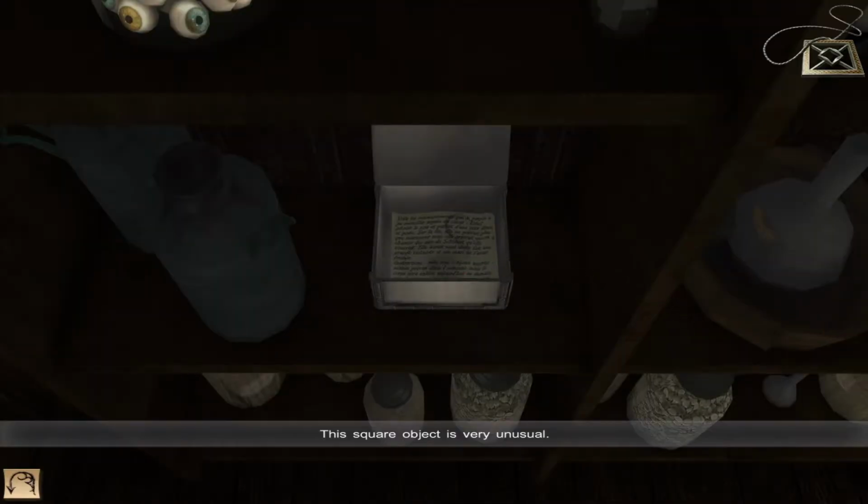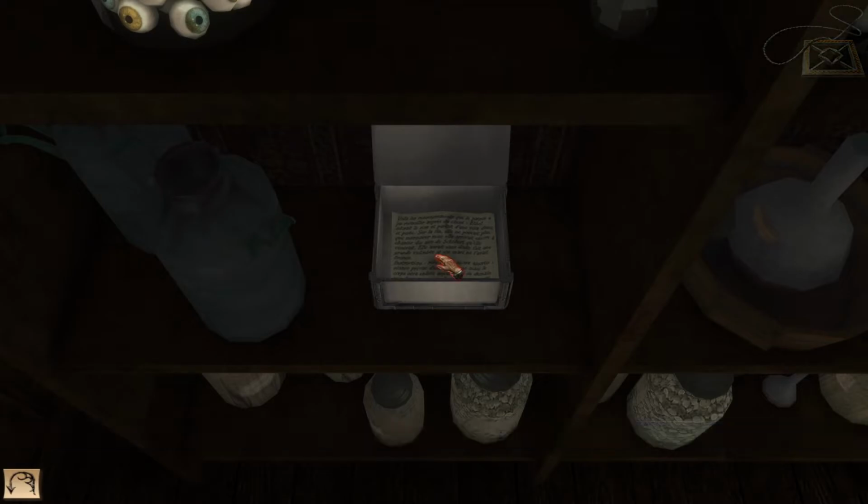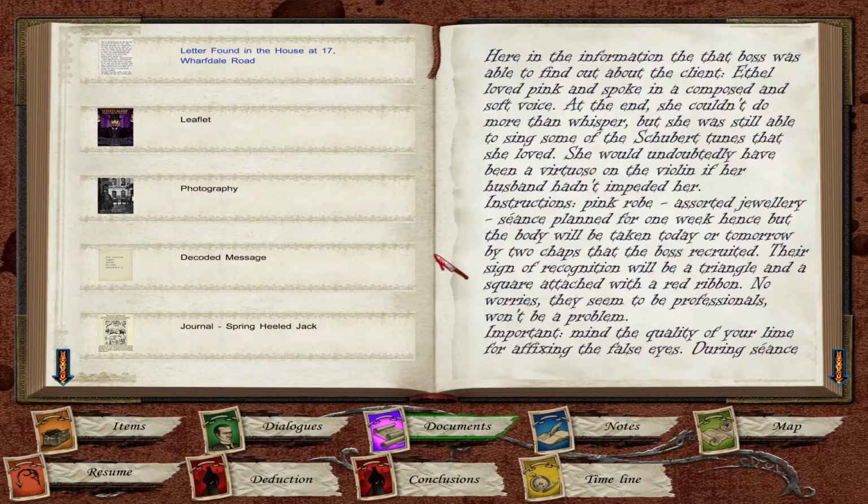Interesting. This square object is very unusual. We have to put the other part there. Okay, I will read this.